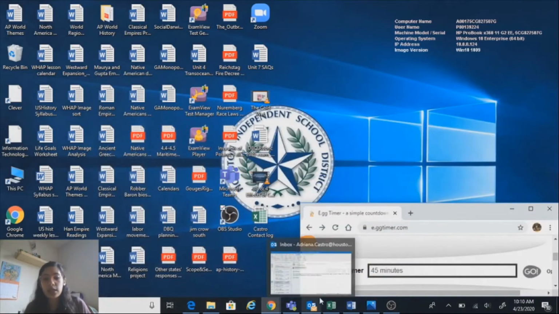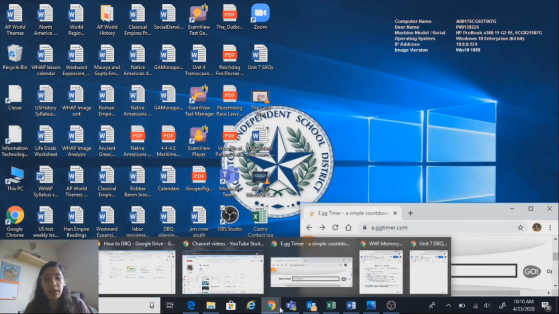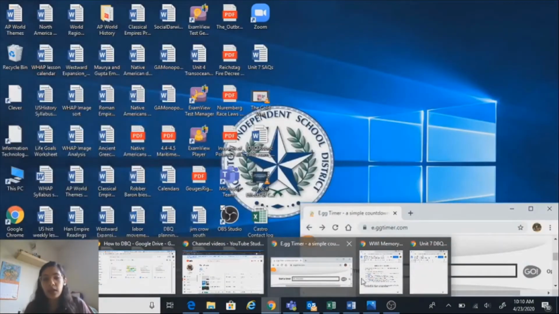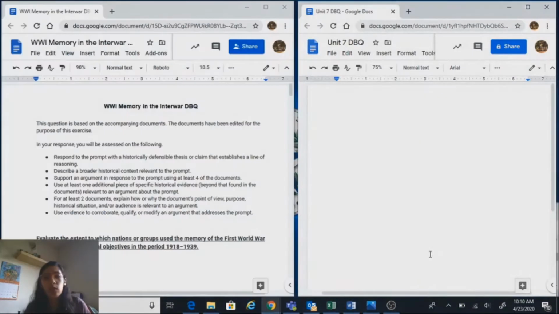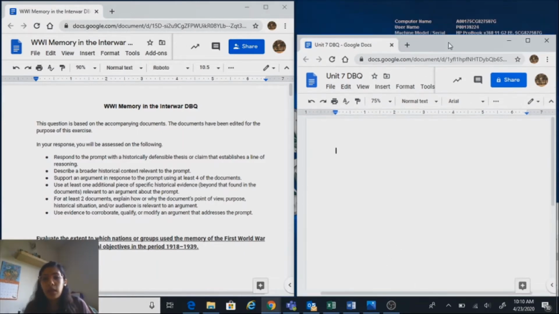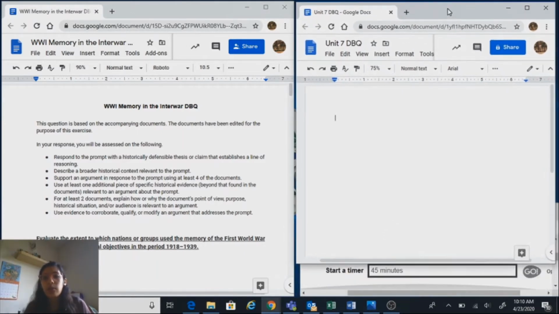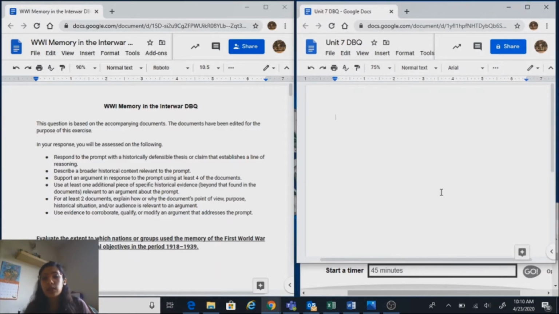Okay, so now I will attempt to write a DBQ in the 45 minutes that College Board is going to give you. So the DBQ that I'm going to write is going to be the World War I memory in the interwar DBQ, and that is what we're going to write.